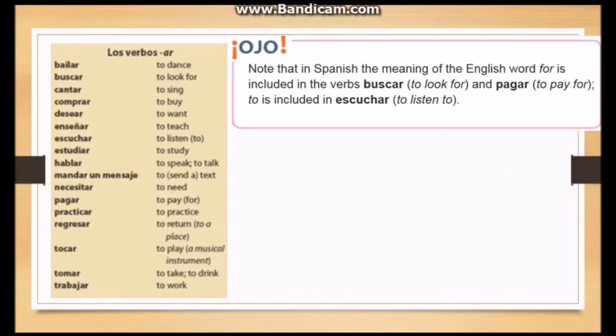When we talk about the verbs buscar, pagar, escuchar, the for and the to are already included. For example, buscar means to look for. You don't have to add for. Pagar is to pay for. Escuchar is to listen to. So you don't have to add the for or the to after the verb.